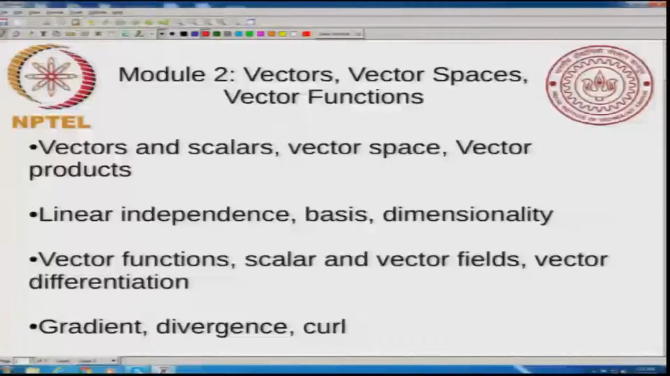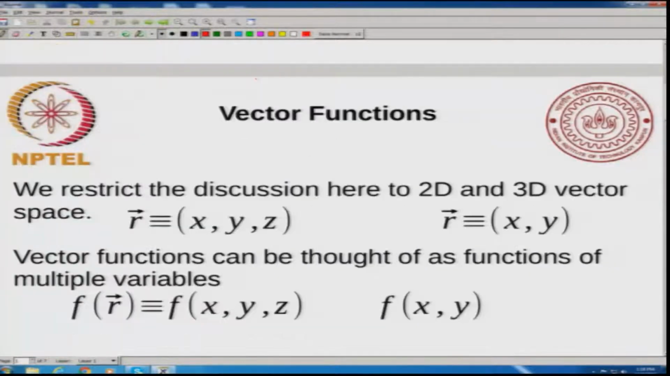In today's lecture I will introduce vector functions, or functions of vectors. In that I will talk about two types of functions, what are called scalar and vector fields, and then we will briefly mention vector differentiation. But more details of vector differentiation I will talk about in the next class, where we will talk about gradient, divergence and curl. So, let us start with functions.